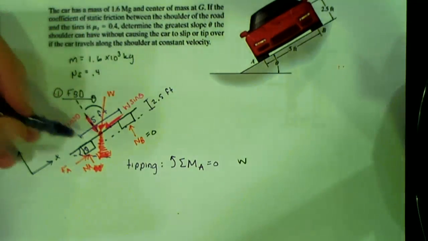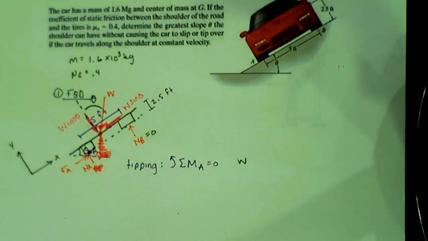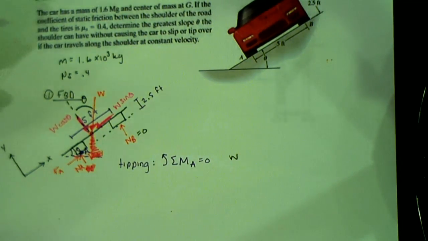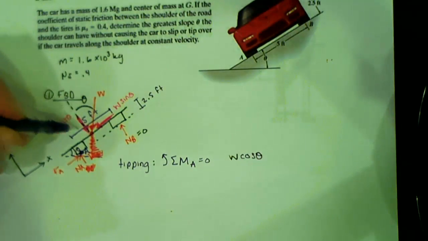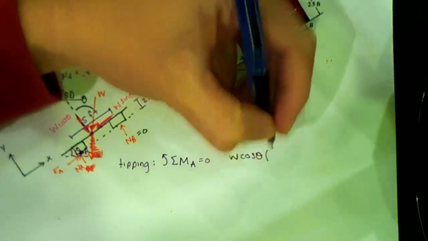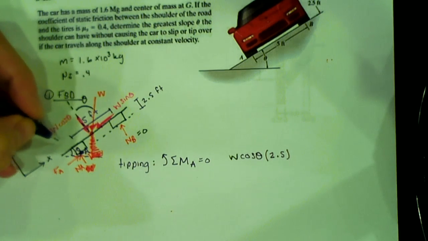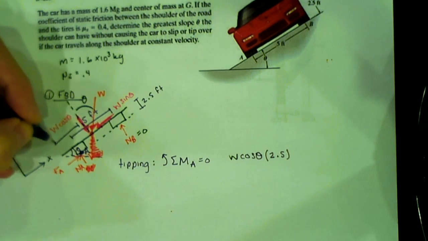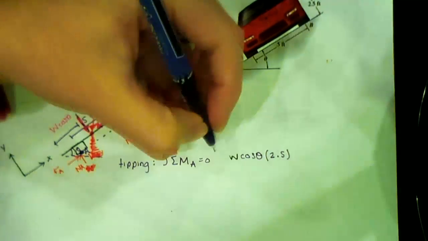So for the sum of moments about point A, my diagram got a little messy. Sorry, it's been a long day. We have W times the cosine of theta. I'm looking at this component, and I multiply that by the perpendicular distance, which is 2.5. Does everyone see that? The distance from here to there is just half of 5 feet. You could do this problem the other way where you don't tilt your axes, but it's really good to learn it now. And so that is negative.